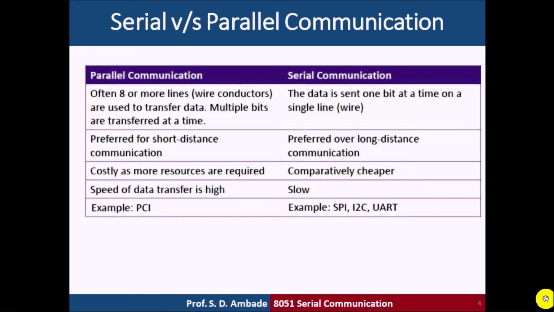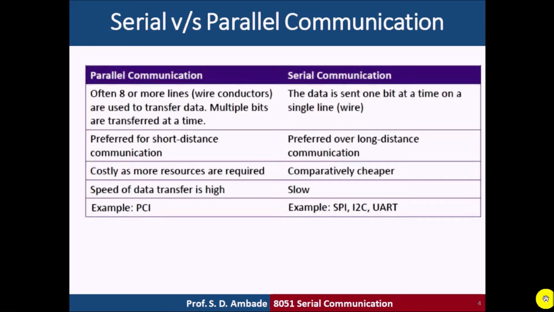In parallel communication, the speed of data transfer is high. As you can see, data on the 8 lines will be transferred simultaneously. So the speed of transfer is obviously high. In serial communication, as we have seen in the block diagram, there is only a single line between the sender and receiver. So the speed of data transfer will be slow.